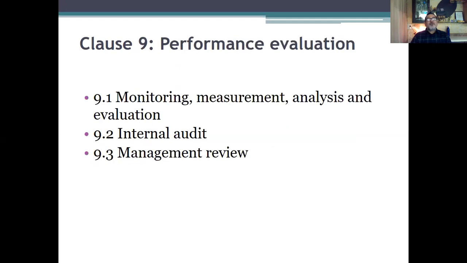Clause number 9, performance evaluation. 9.1, monitoring, measuring, analysis, and evaluation. The organization not only has to measure environmental progress, but should consider its environmental aspects, compliance obligations, and operational controls when tackling this clause. The methods established should have consideration to ensure that the monitoring and measuring periods are aligned with the needs of the environmental management system for data and results.